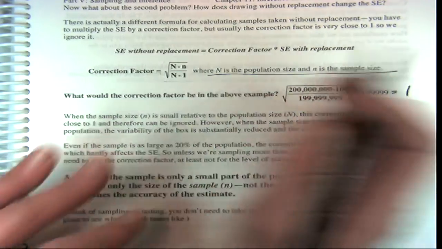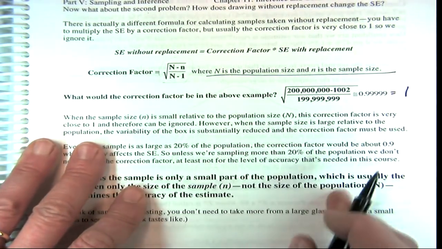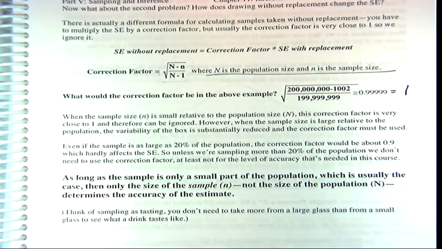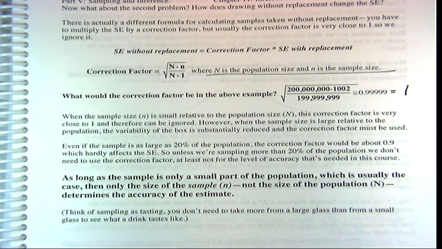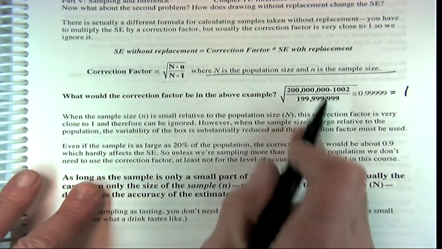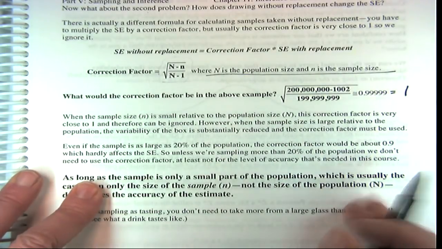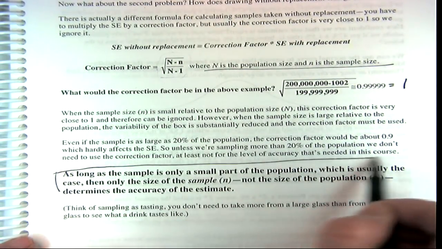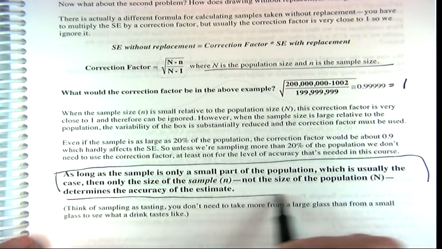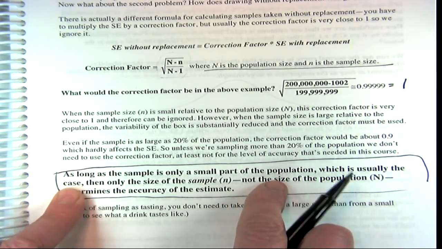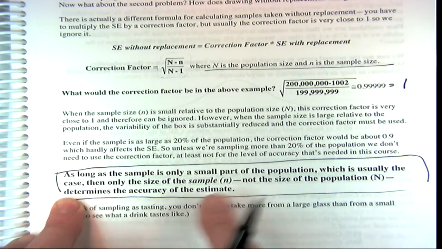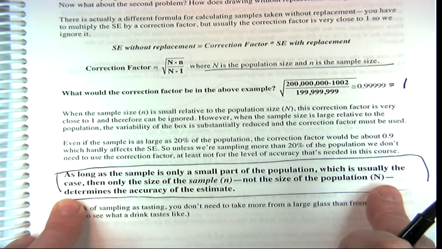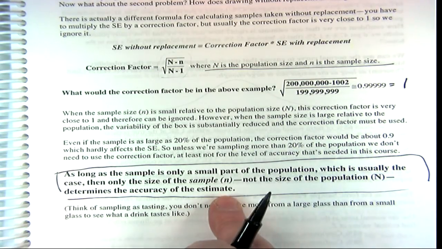So basically, ignoring this is a conservative estimate. It's saying we're having a little bit more error than we really do. And so basically, you don't put the correction factor in. Okay, but this is fascinating. As long as the sample size is only a small part of the population, which is usually the case, then only the size of the sample, not the size of the population, determines the accuracy of the estimate.